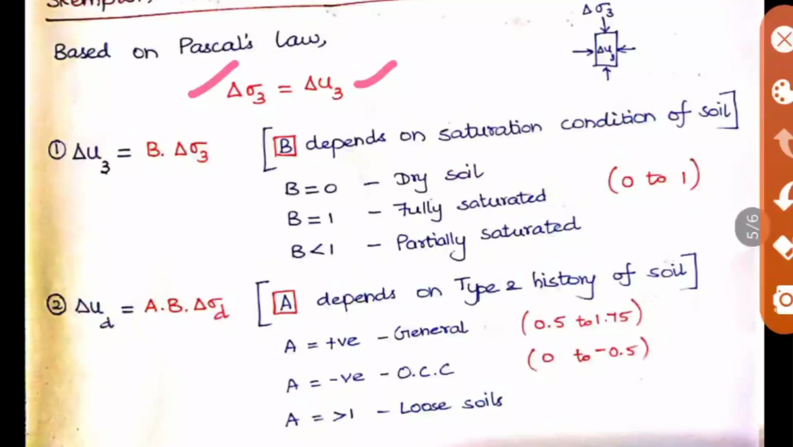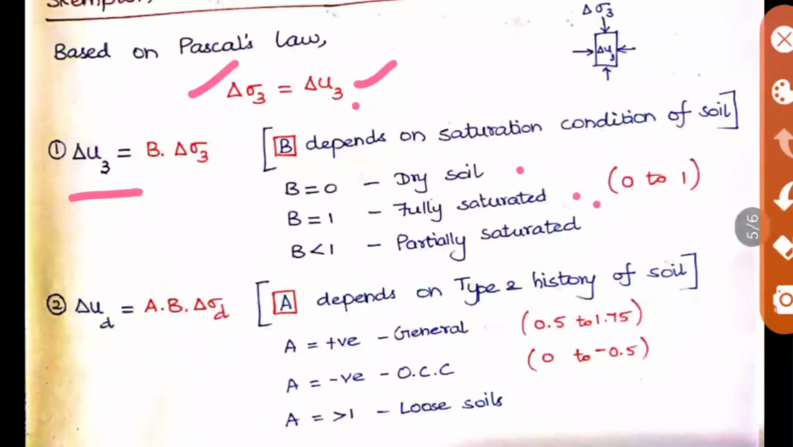So that is why they have given us del sigma 3, no? It is the increase in the stress of the soil and the increase in the pore pressure of the soil. Okay. So the first one we are going to find is del u3, which is equal to B into del sigma 3. Here B depends on the saturation condition of the soil and the range is 0 to 1. For dry soil we take B equal to 0, for fully saturated soil B is equal to 1, and for partially saturated soil it is less than 1.